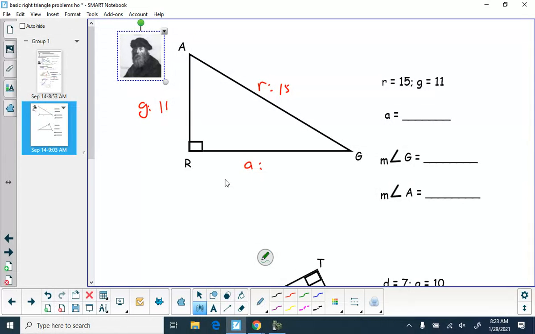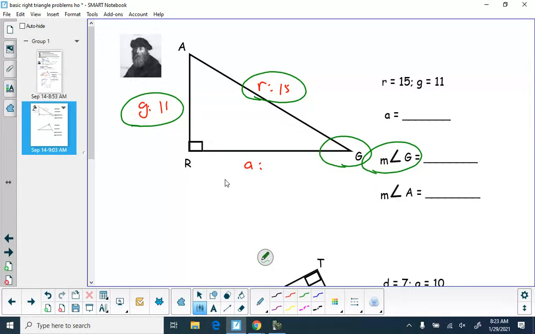Let's look at angle G here. I want to solve for angle G. Now, what we have here is little g and little r. Which trig ratio relates angle G to little g and little r? Mitchell? Sine. The sine of angle G is equal to 11 over 15.